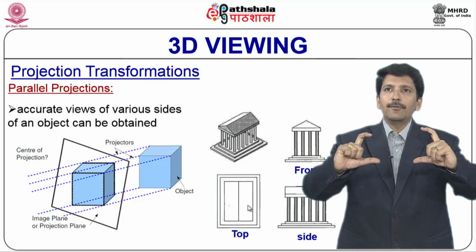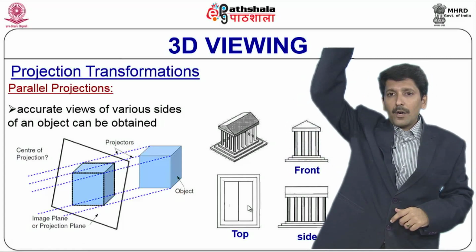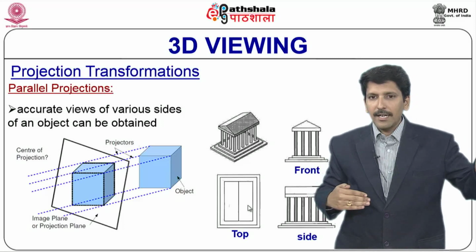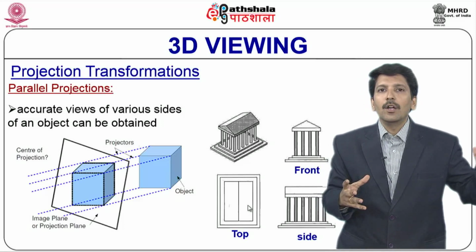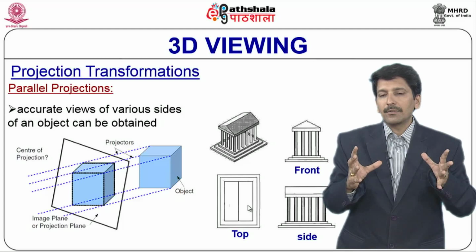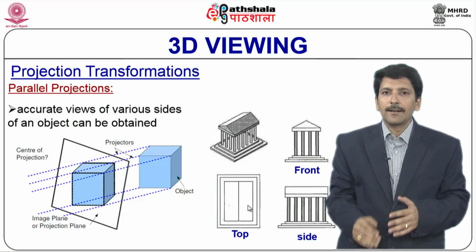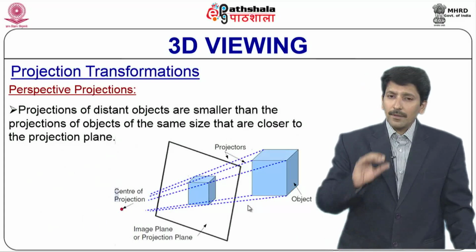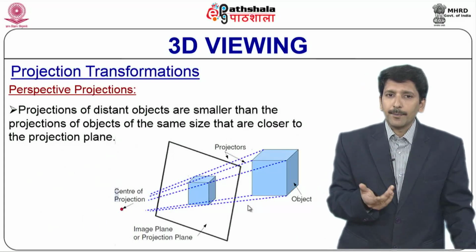Say, for example, there is a front view. If I want to see the world from the top, above, I will get the top view. If I want to see the world from the side, I will get a side view. So, parallel projections are used for having these views of the 3D world: the top, front and side. Whereas perspective projections are meant for views which are more human-like.